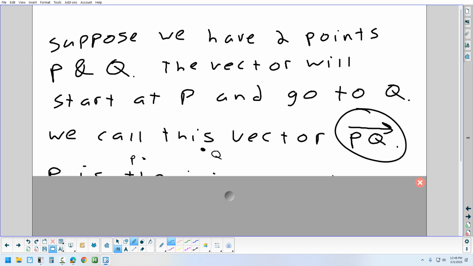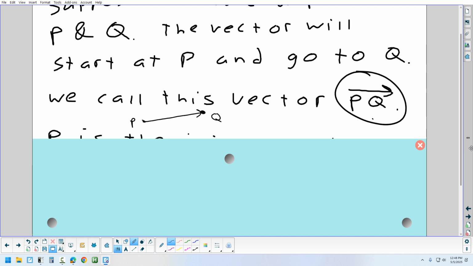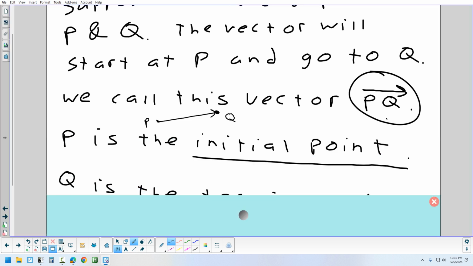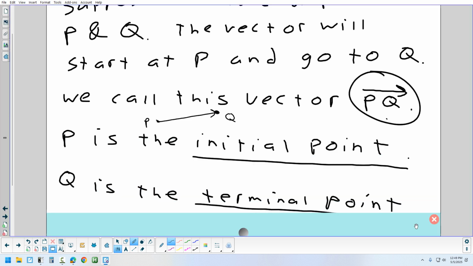In geometry, the way you would label something that goes from P towards Q is just like that. That's the notation for a ray in geometry. Where the ray starts is called the initial point, and where the ray stops is the terminal point.